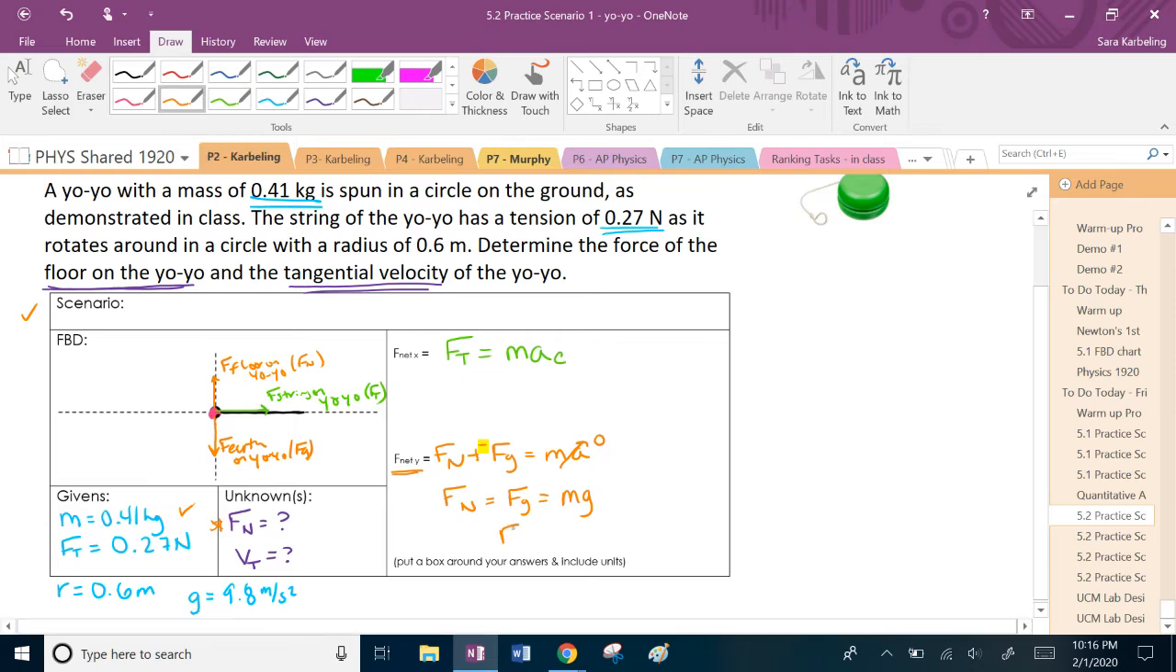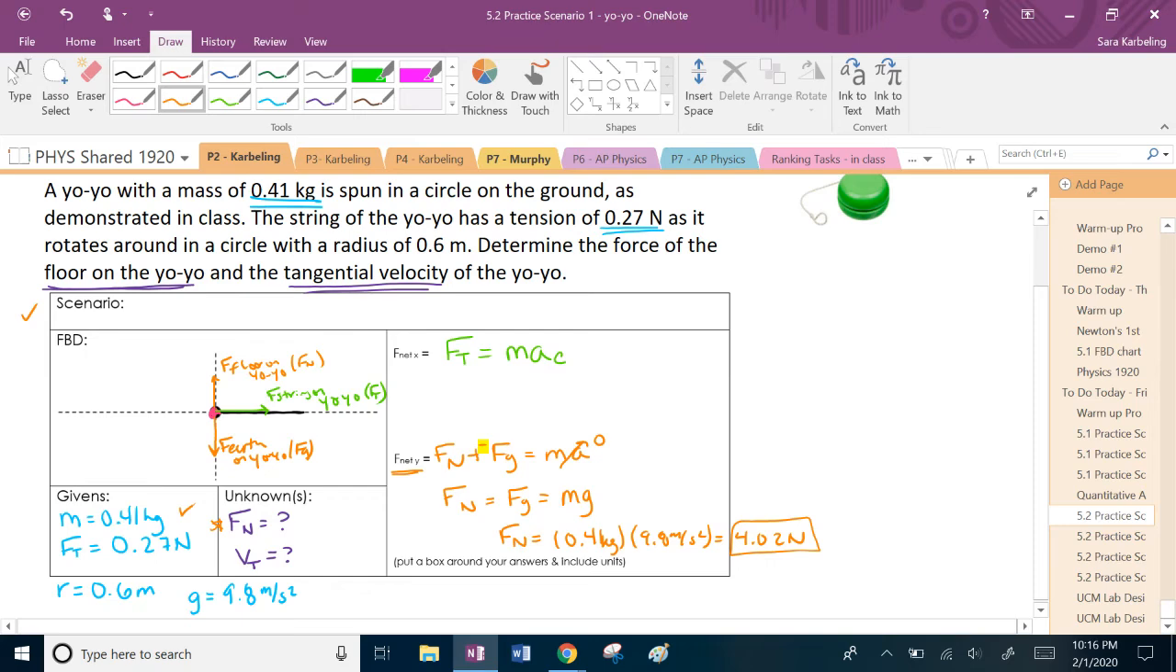So now we can just say that the normal force is going to be equal to, so that's 0.41 kilograms times 9.8 meters per second squared. And that gives me a value for the normal force of 4.02 newtons. Okay, so we're halfway done there.